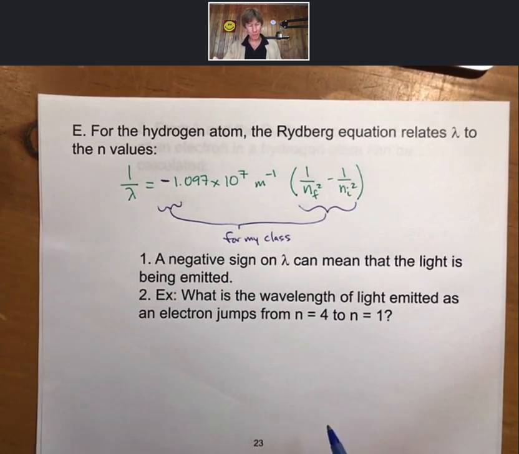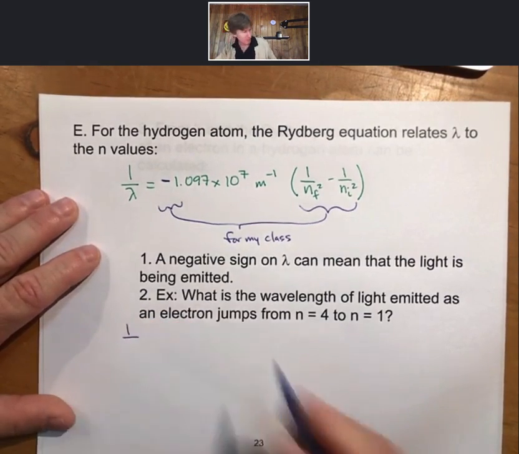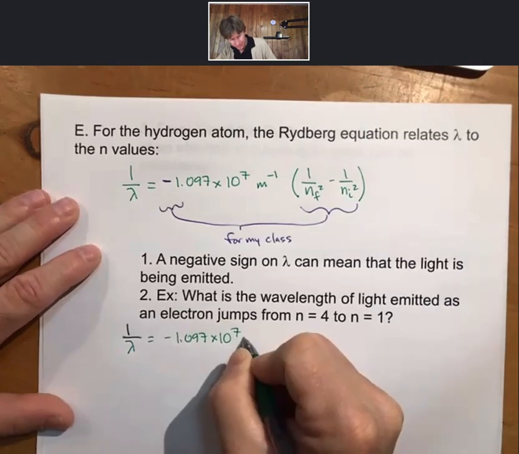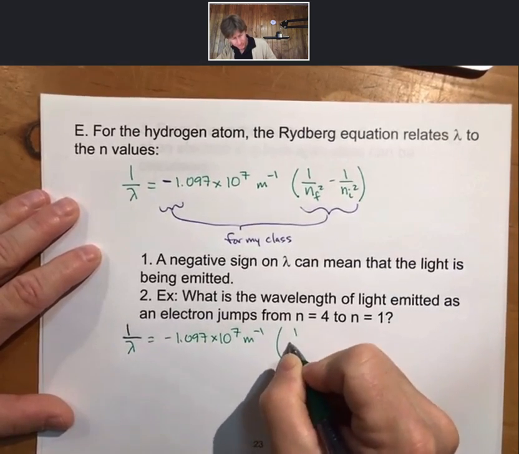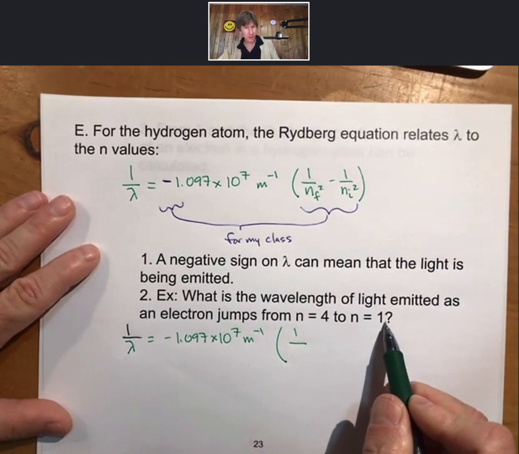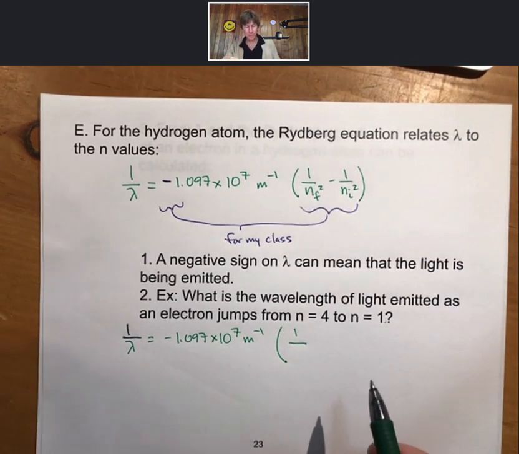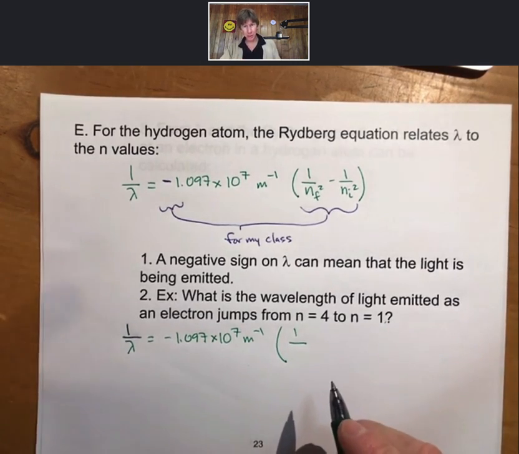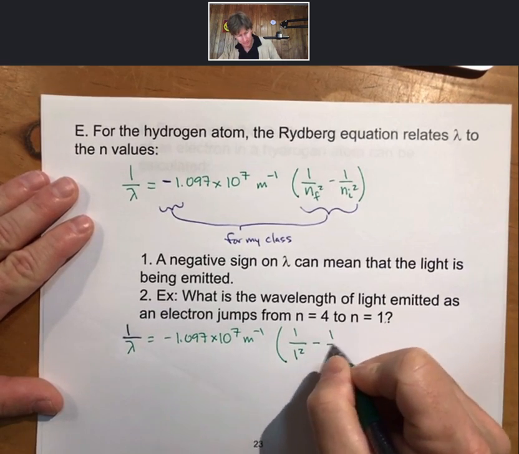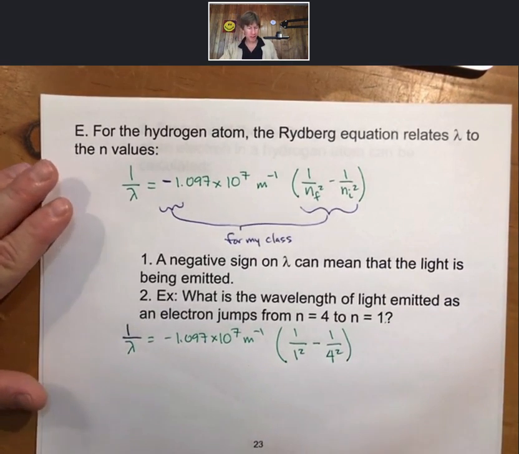And then the question is, what is the wavelength of light emitted as an electron jumps from n equals 4 to n equals 1? Now, from 4 to 1 means it is getting closer to the nucleus. It is going from 4 to 1. So that means light will be emitted, and what it means is that 1 is our final state. 4 is our initial state.